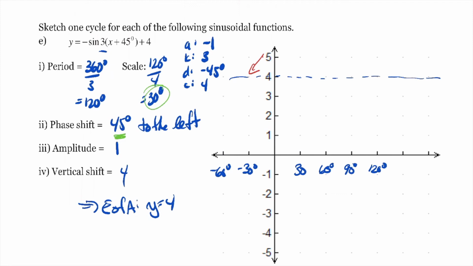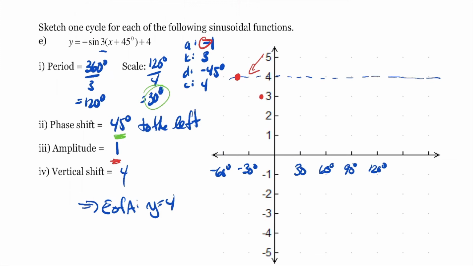So right in between negative 30 and negative 60 is going to be negative 45. So that's where my point will be. And because the sine is going to start at the equation of axes, again, we have a reflection because A is negative. So instead of going up, we're going to go down. In this case, we're going to go down a value of 1 because that's my amplitude. That would bring me down over here.